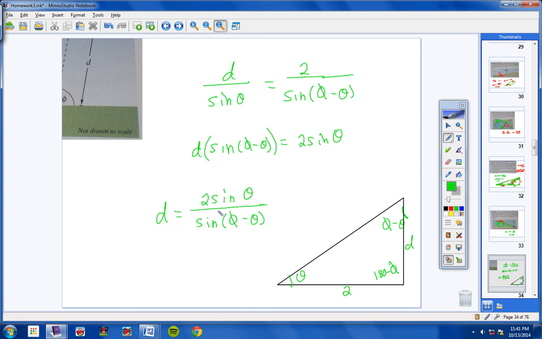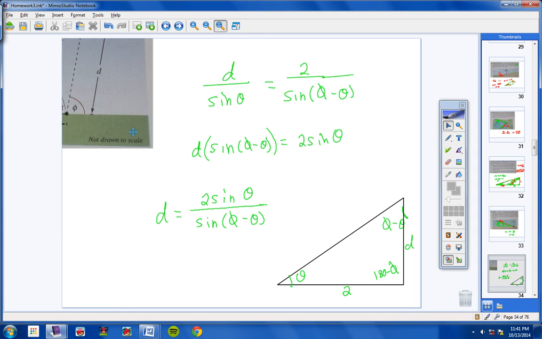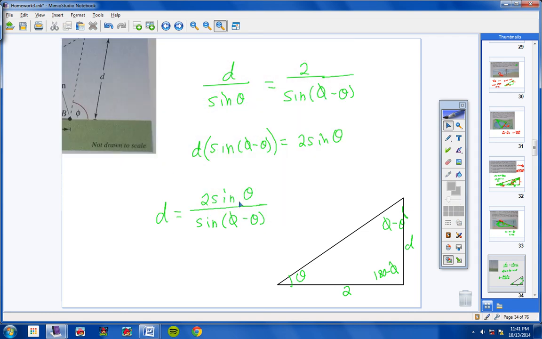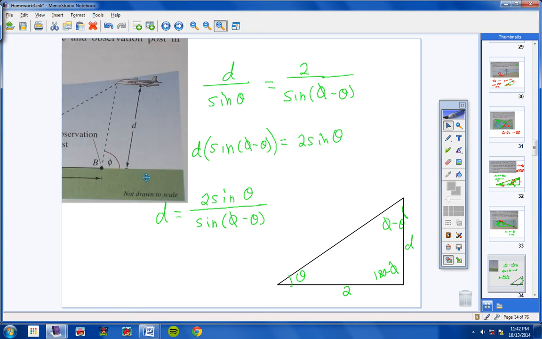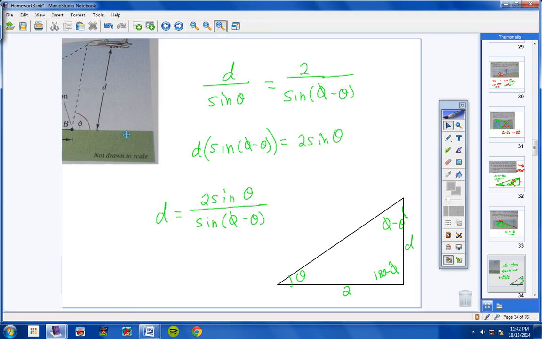And why is this helpful? Because, guys, look. At any time now, you can type in an angle. You could put an angle in here, an angle for theta, an angle for this unknown angle here, and quickly use the calculator and know the height of the airplane. Okay? It's a very, very cool formula or function.